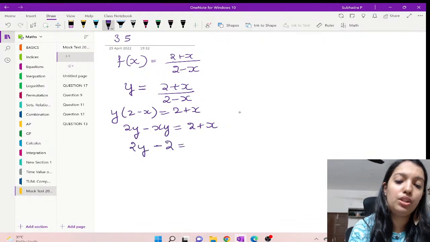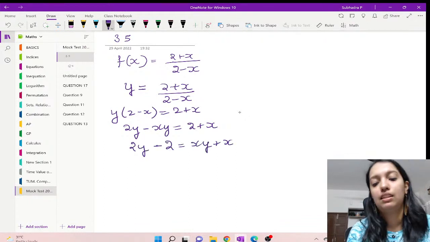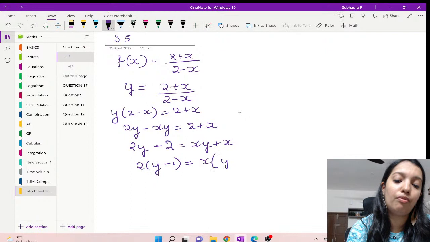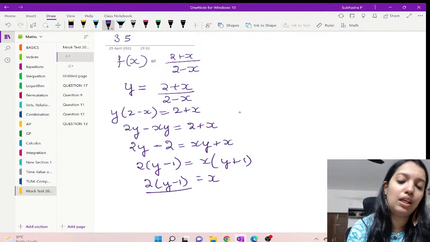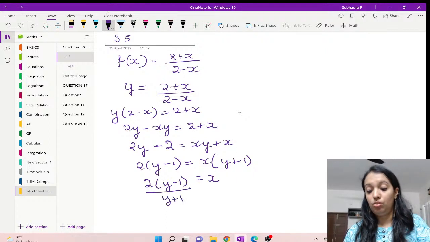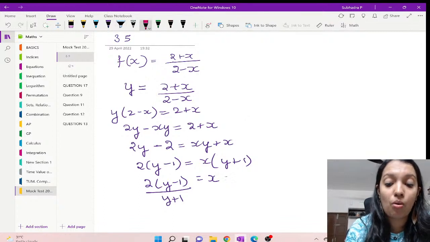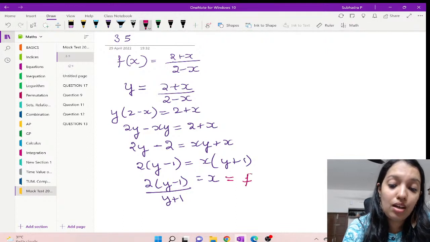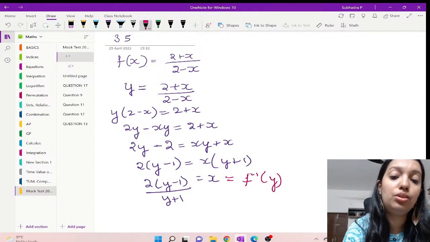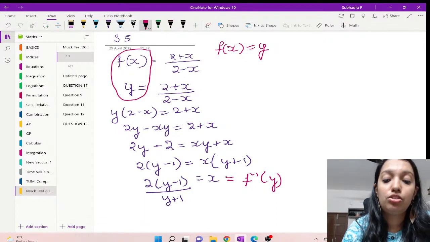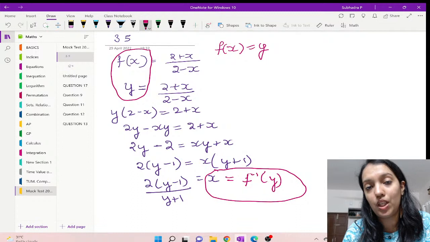2y minus 2 is equal to xy plus x. Now you can take 2 as common: 2(y minus 1) is equal to x as common, x(y plus 1). Take x here, you will get x equals 2(y minus 1) divided by y plus 1. This is the value of x. And what is x? f inverse of y, because I assumed in the beginning f of x is equal to y. So whatever answer I get for x, this is f inverse of y.